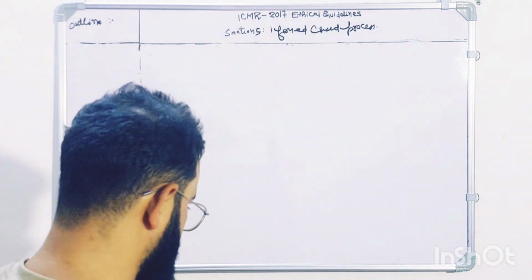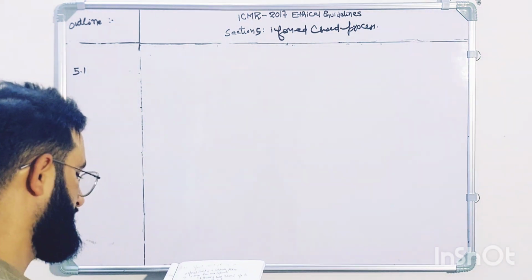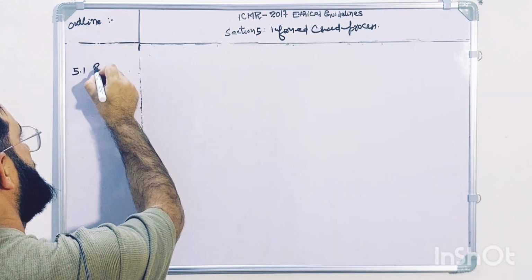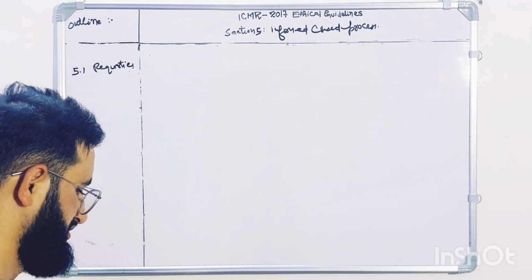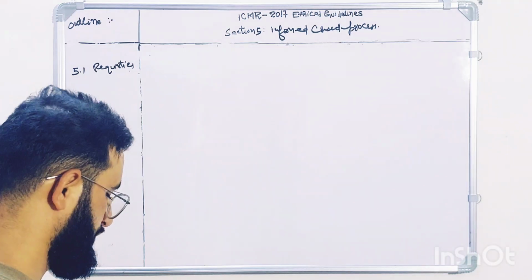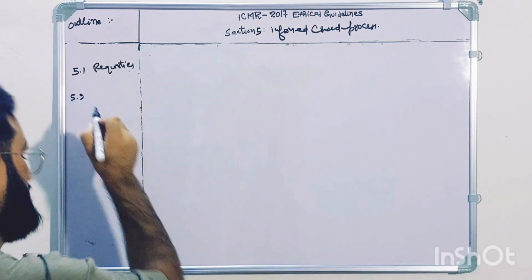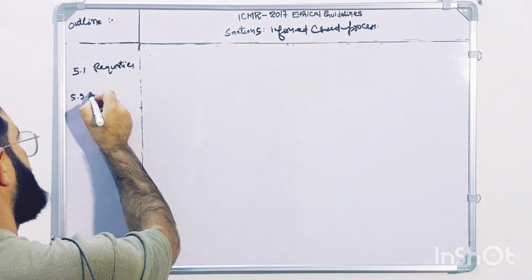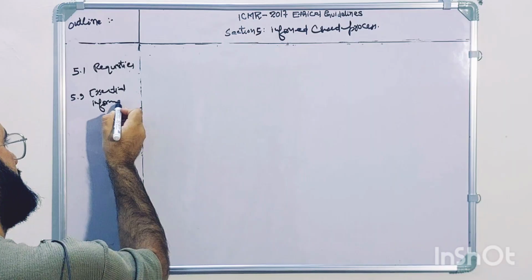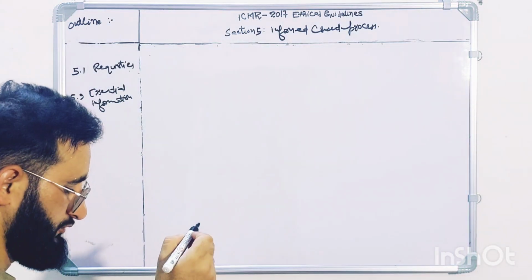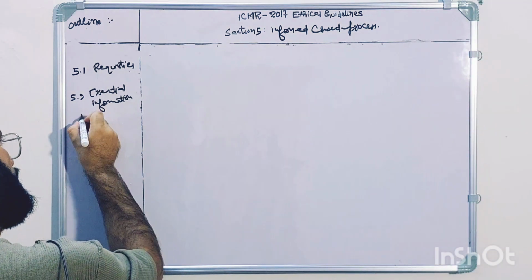We are going to learn the topics here. First, the requisites, or we can say the requirements for the informed consent process. Then second, the essential information, the essential information for the prospective research participant.